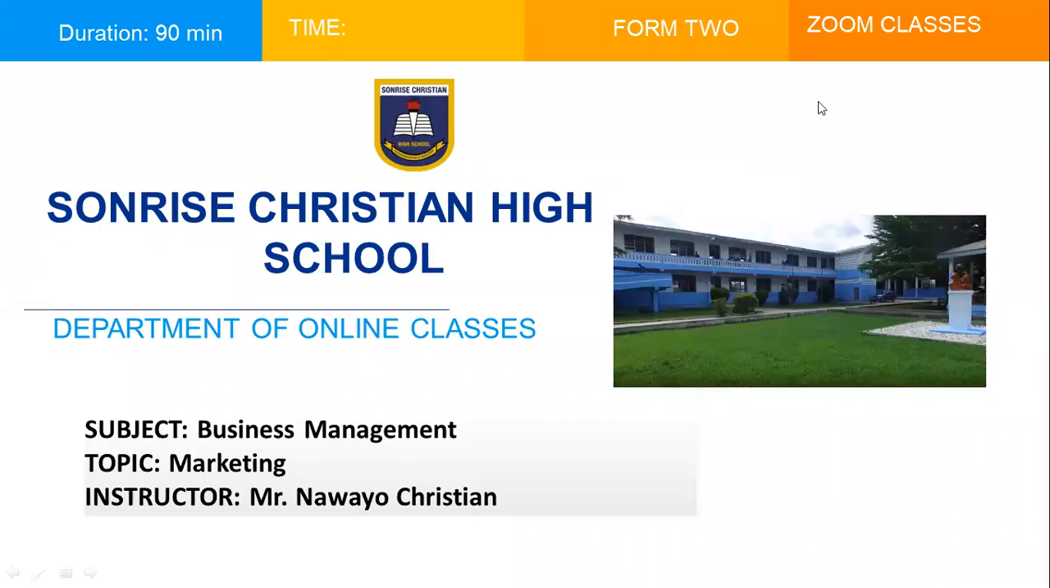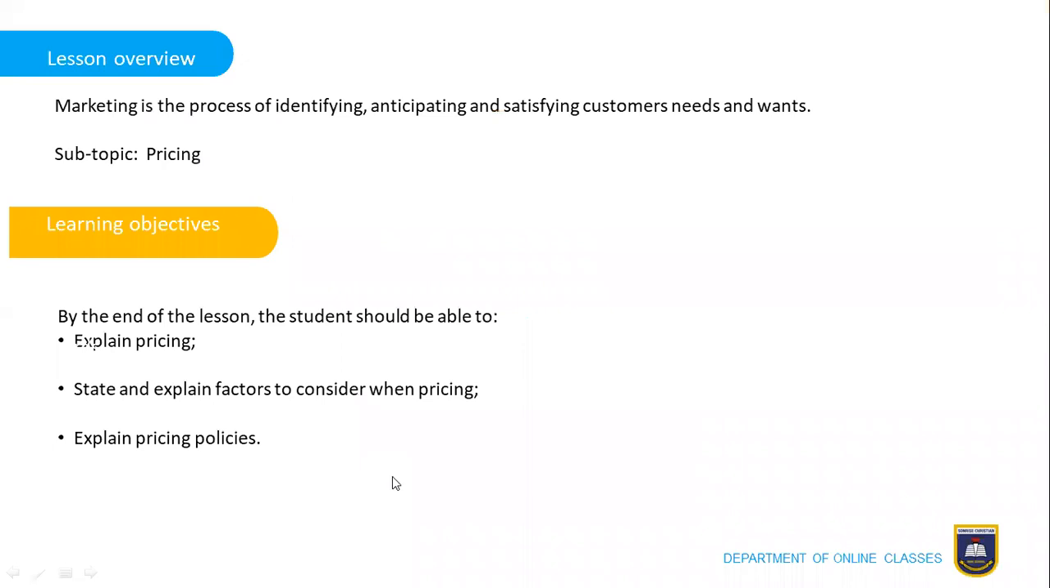All right. So we are still on marketing, and our focus today will be on pricing. And these are our learning objectives. By the end of the lesson, the students should be able to explain pricing. You should be able to state and explain the factors affecting pricing. And also you should be able to explain the pricing policies.